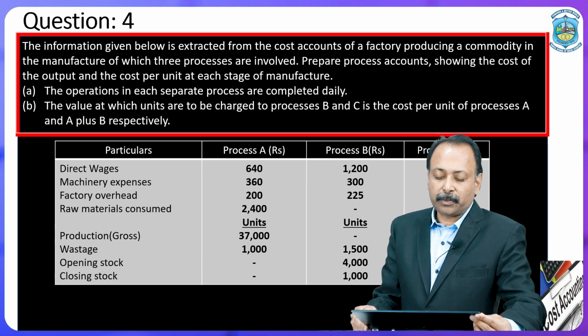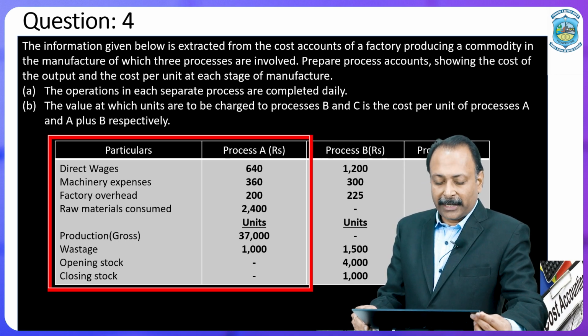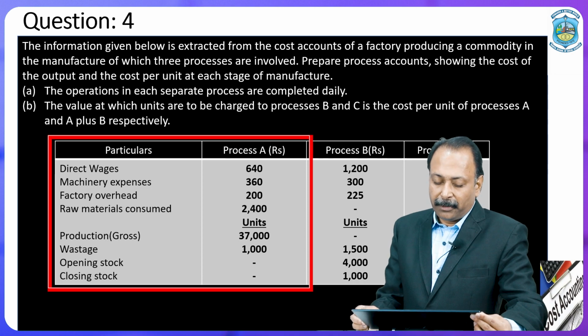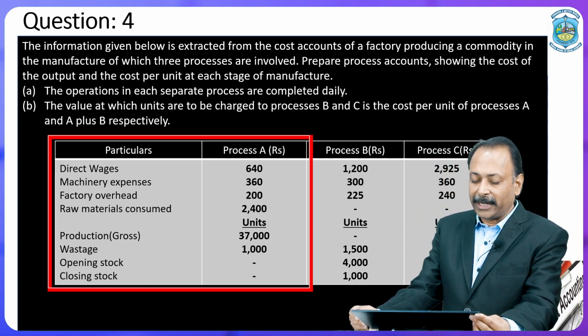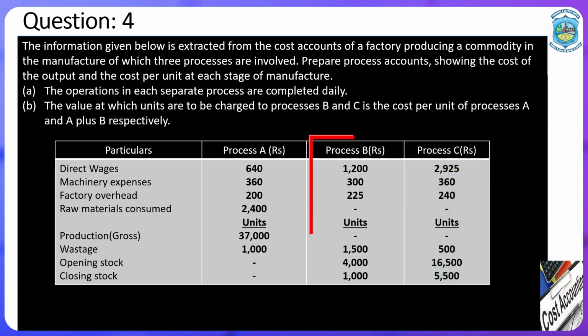Then the information related to expenditure is given. For process A, direct wages are 640, machinery expenses are 360, factory overhead is 200, and raw material consumed in process A is 2400 rupees. The total production was 37,000 units, and there is a wastage of 1000 units in process A. Similarly, for process B, direct wages are 1200, machinery expenses are 300 rupees, factory overhead is 225, and wastage is 1500 units, but in process B we have an opening stock of 4000 units and a closing stock of 1000 units.